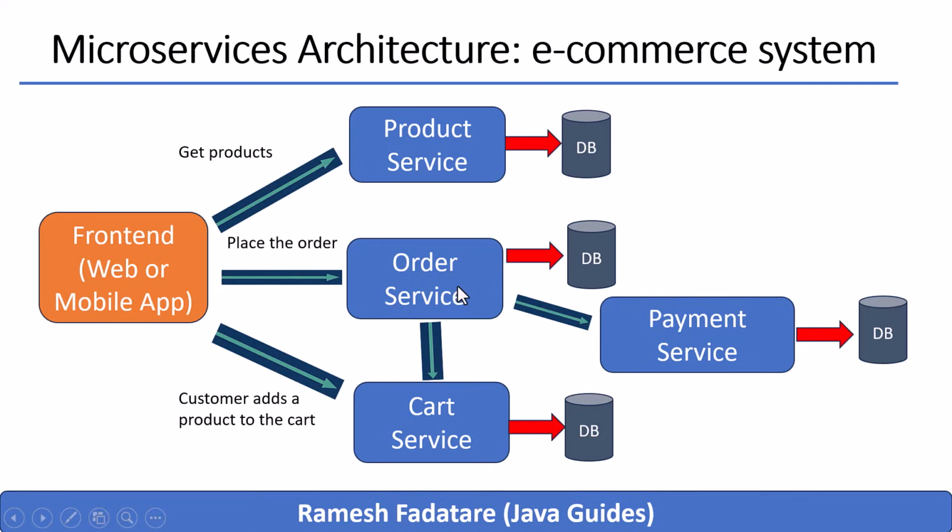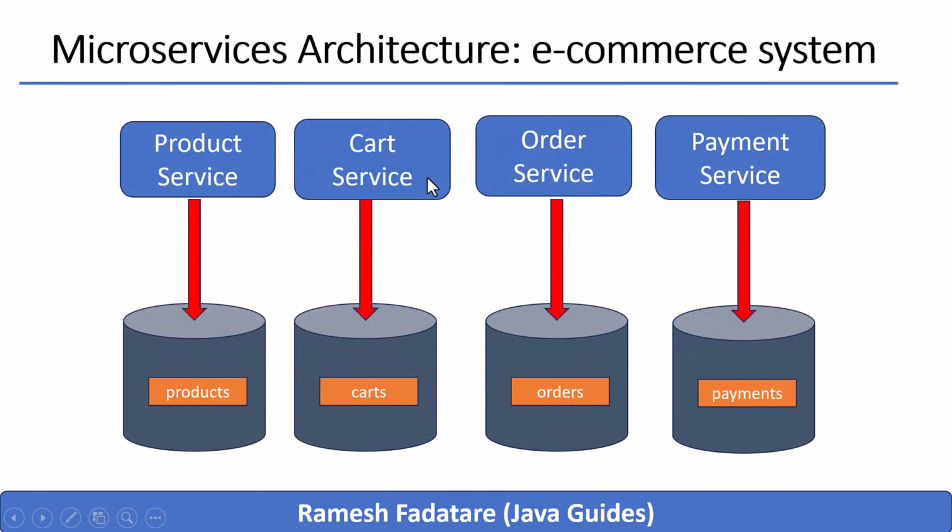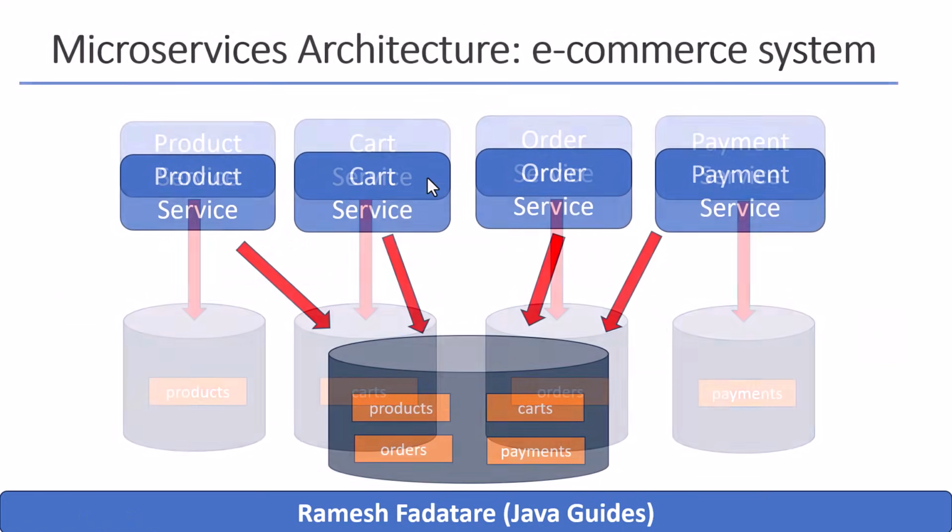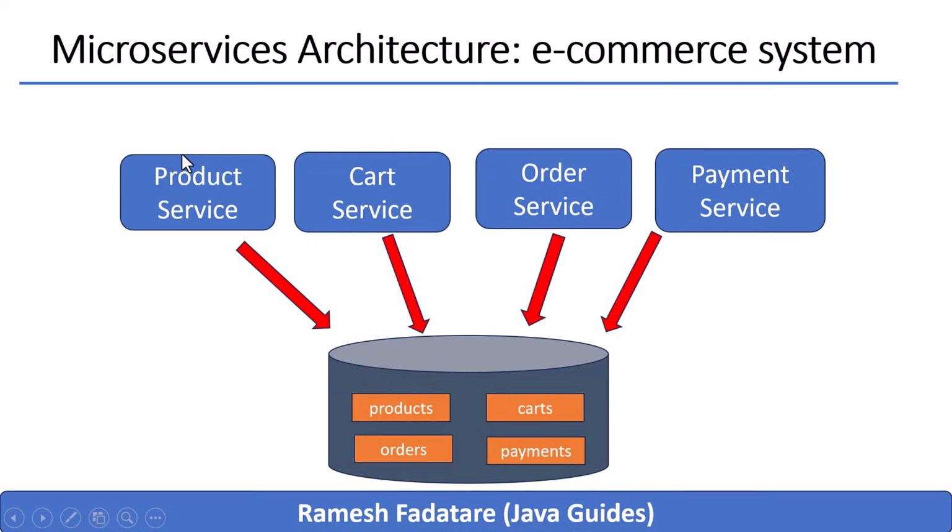That's the beauty of microservices. Now here's the question. Where do they store their data? Should all these services talk to the same central database? It might sound convenient, but that's where things go wrong. Let's say all your services use one big shared database. Now your product service has its own tables. So does the cart service. Same with orders and payments.